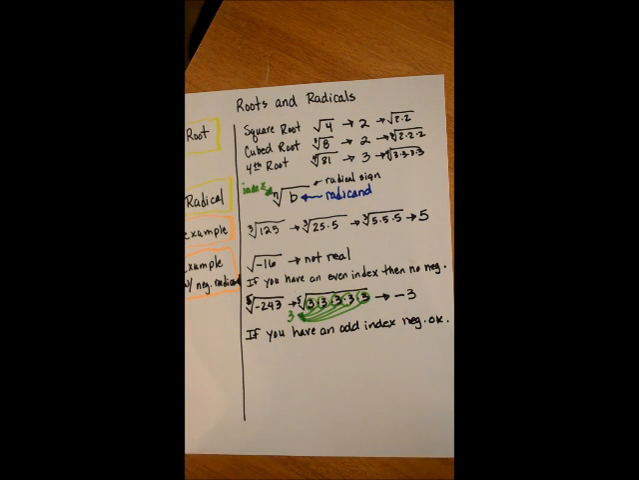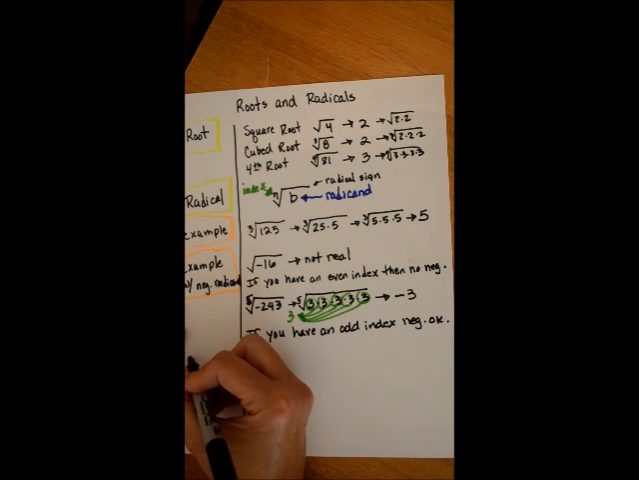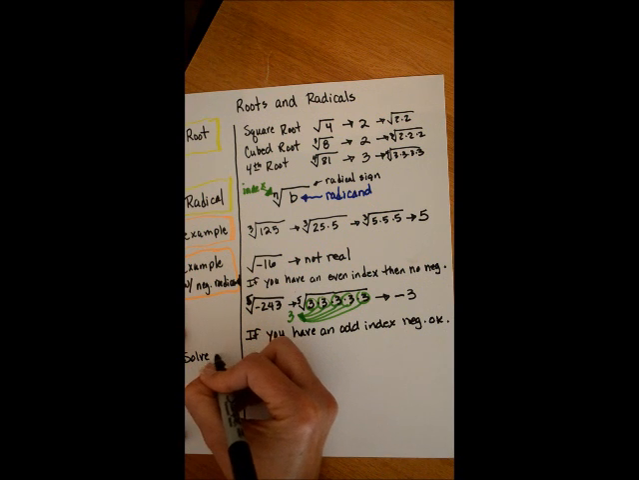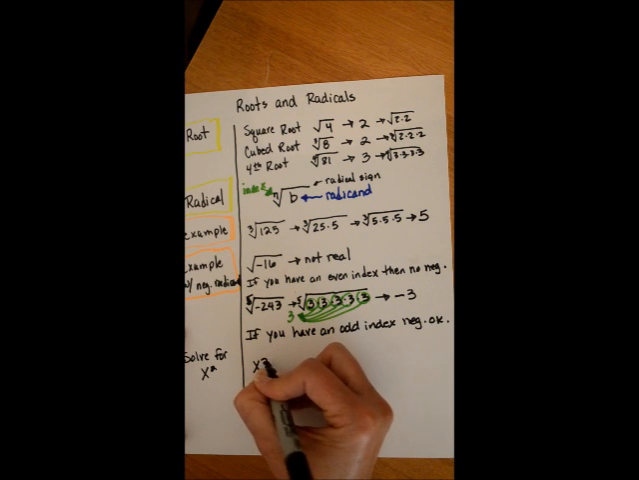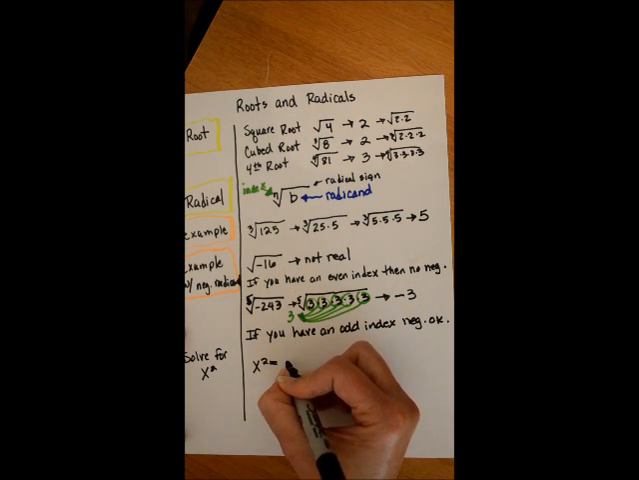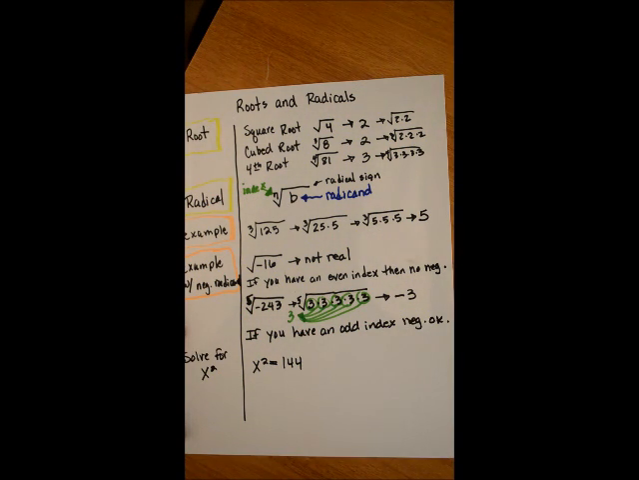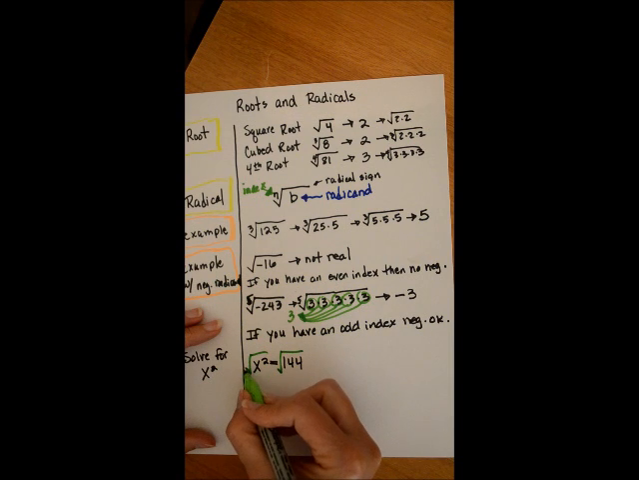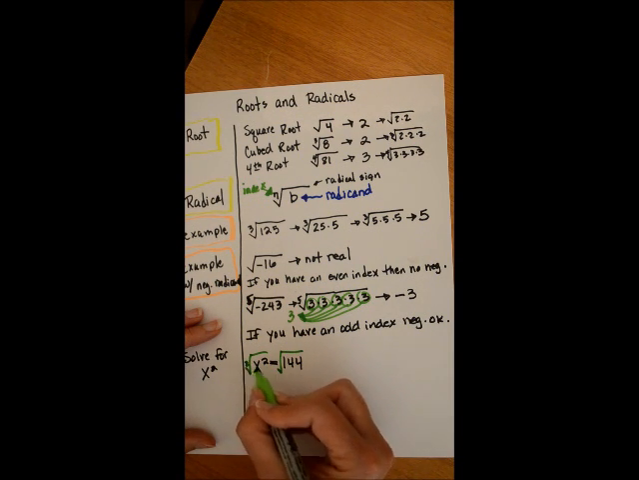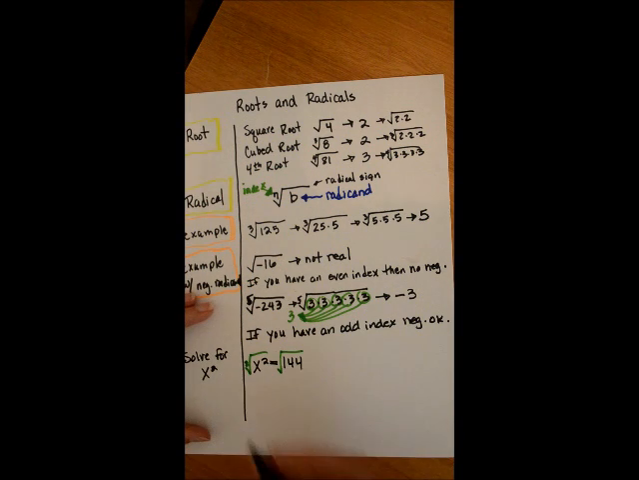Alright, so there's a couple of things for you to know. What if I want to solve for a squared term? I had something like this, x squared equals 144. Well, I'm going to go ahead and take the square root of both sides. I'm taking a square root because this is a square, so those cancel out, and I end up with x.